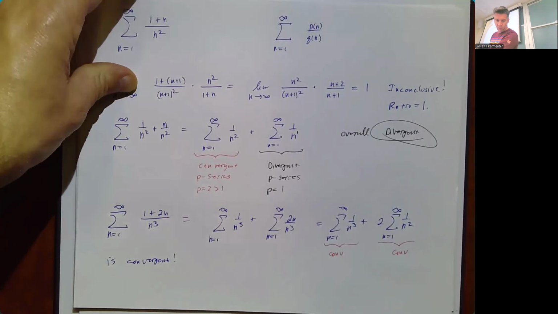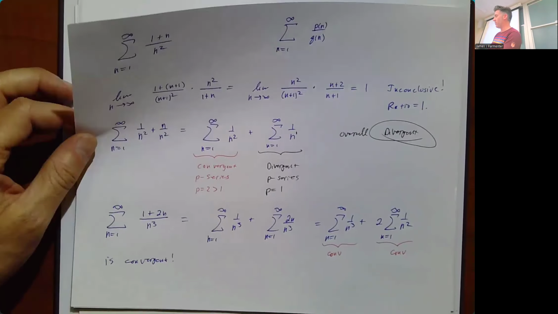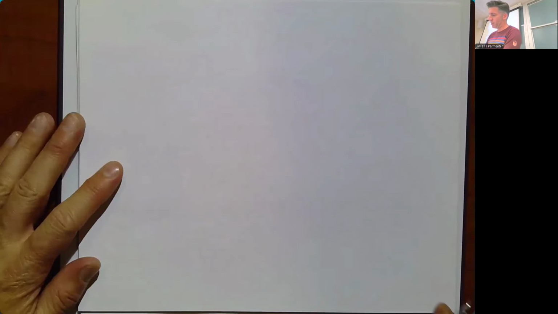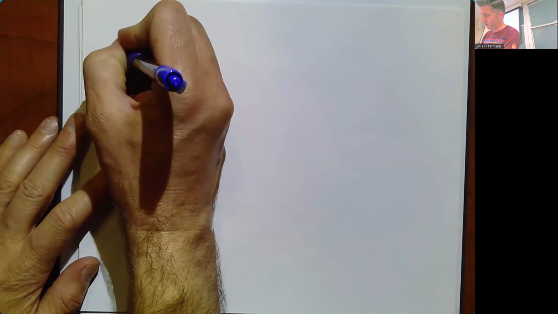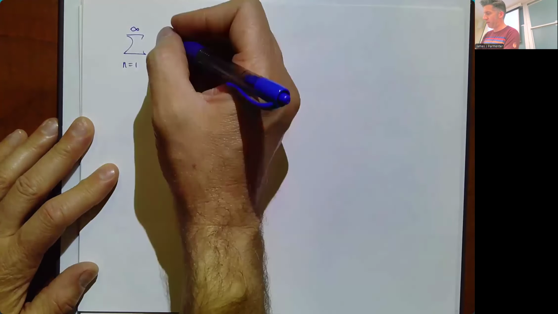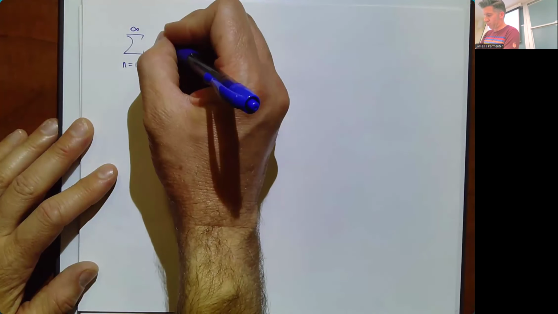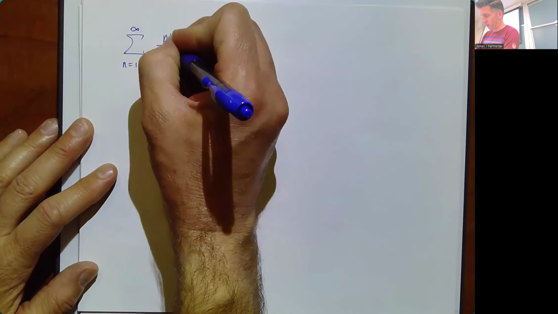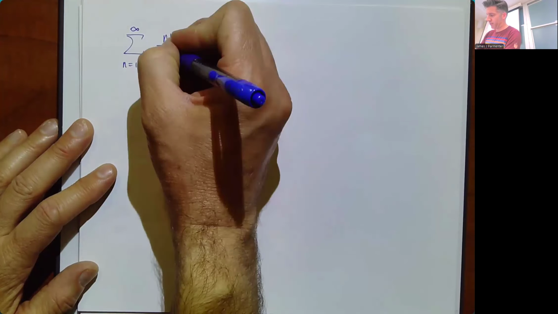Got one more. Well, I got lots more examples, but I got one more example I want to do, especially because I think it's kind of fun. If I can remember it. Yeah. So we want to find the sum from n equals 1 to infinity of n factorial over n to the nth power.